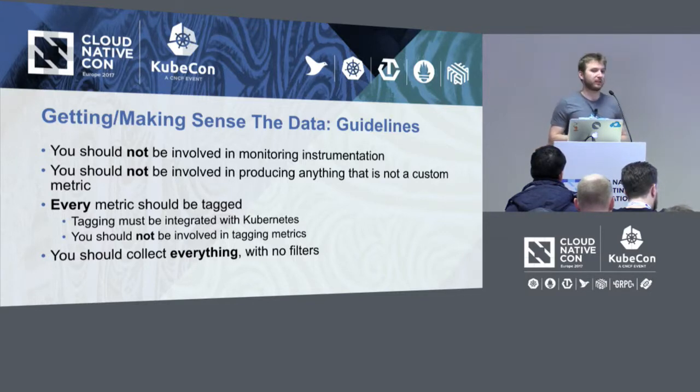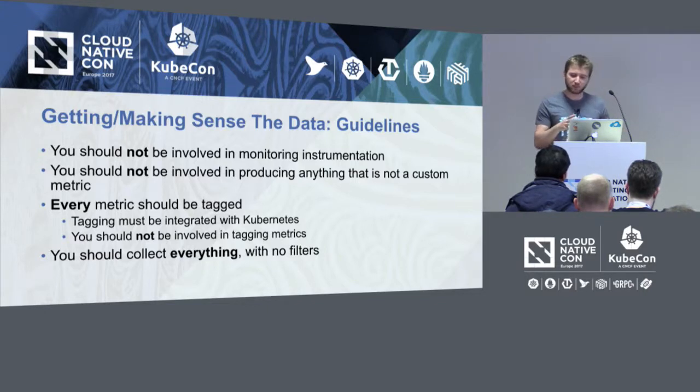So I like to compare this with the world of logging. When you do logs, you typically log everything. And then when you need to do troubleshooting, you use grep, you use Elasticsearch or whatever you want to just look for the stuff that you need at that specific point in time. Same thing should be for metrics.